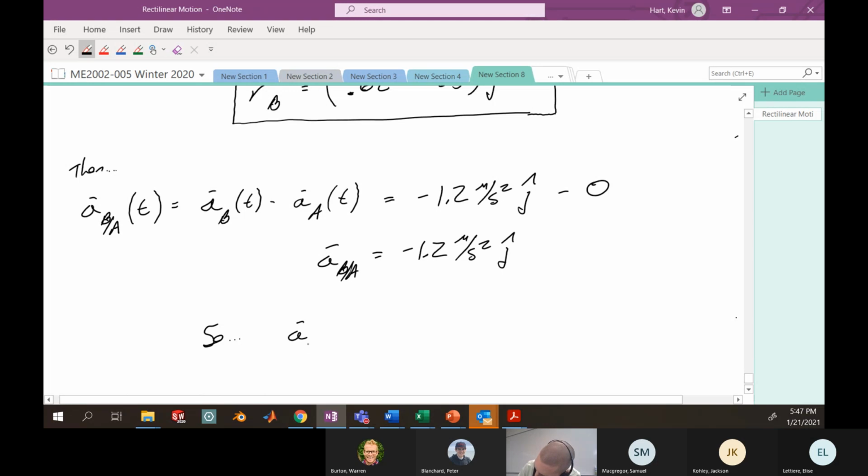If you want to be very specific about answering the question, you can say the acceleration of B relative to A at time t equals 5 seconds. Just to be clear to the reader, you can write directly that that is your acceleration at t equals 5 seconds.